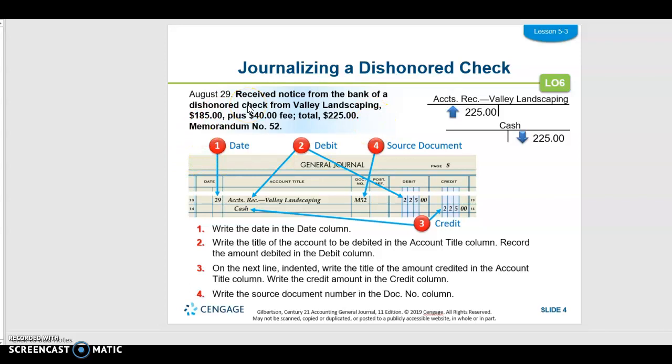An example of a transaction would be: on August 29th, we received notice from the bank of a dishonored check from Valley Landscaping for $185 plus a $40 fee for a total of $225, memorandum number 52. The bad thing about writing a bad check is that you also get charged a lot of fees, and that's how banks make a lot of their money. So we have to figure out the total. Here they gave it to us. Sometimes they only give us the amount plus a fee, but we have to add them together to get the amount to journalize. In this case, we put the date in. We're going to debit the account that the dishonored check was from, and credit cash, because cash is coming out of our account.